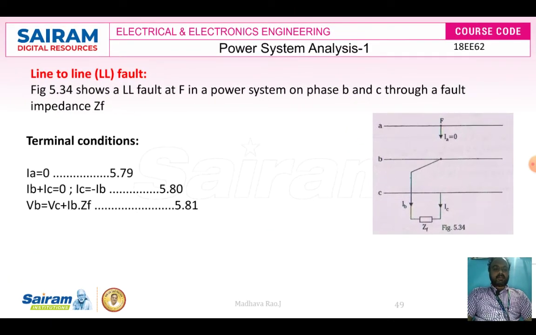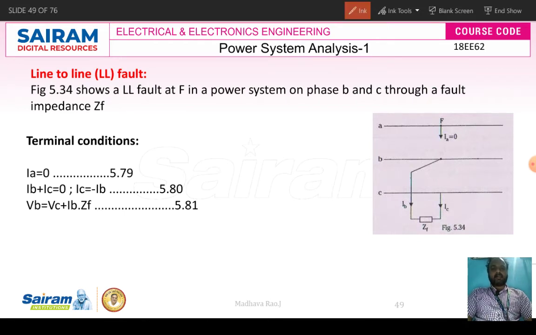So, according to this fault, we can write terminal conditions. The terminal conditions: IA is equal to 0 since A phase is open circuited, the current will not flow in A phase, and IB plus IC is equal to 0. IC you can write as minus IB, and VB is equal to VC plus IB into ZF, right.